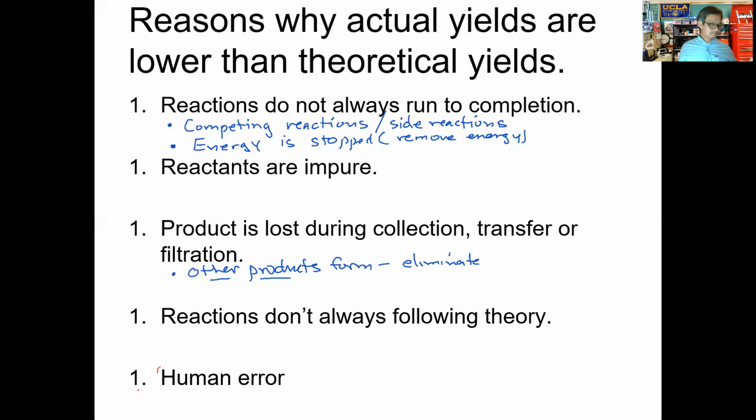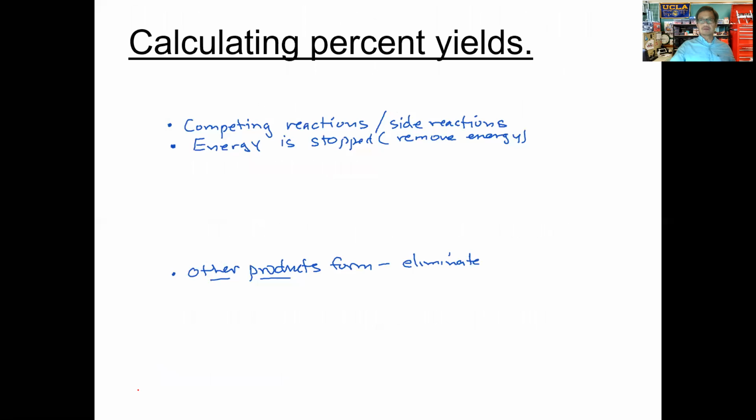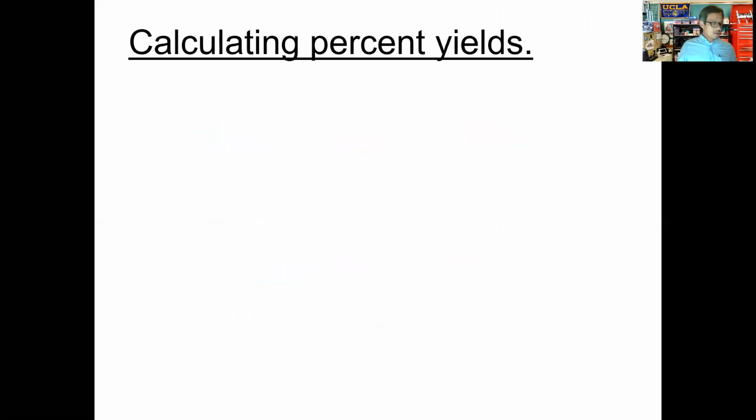Okay. All right. So those are some reasons why we would see that happen. So what can we do? Well, there is a measure that we can use that will help us determine how well we did our work. And that's what we call percent yield.